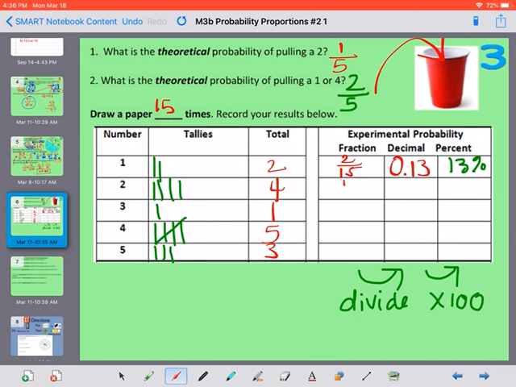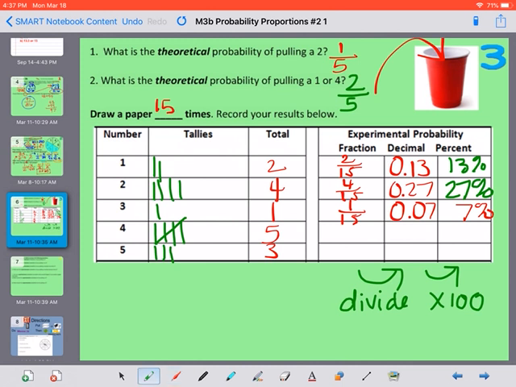So next we had 4 out of 15. 4 divided by 15 is 0.27. I'm just going to round to the nearest hundredth, or 2 decimals. And multiply by 100, we get 27%. Next one, we have only 1. We only drew a 3 one time out of 15. 1 divided by 15 is 0.07 if I just round it, which is 7%.